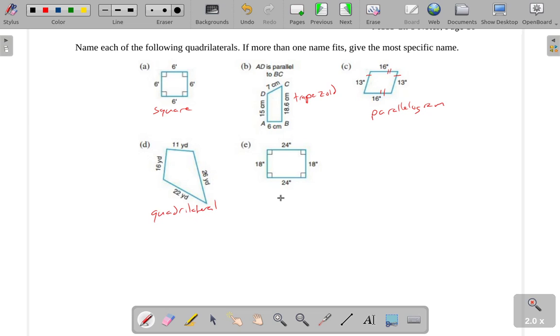And this one, it looks like it's going to be a rectangle. Again, I'm trying to give the most specific name I can. I could call it a parallelogram, I could call it a quadrilateral, those are accurate, but more specifically it is a rectangle.